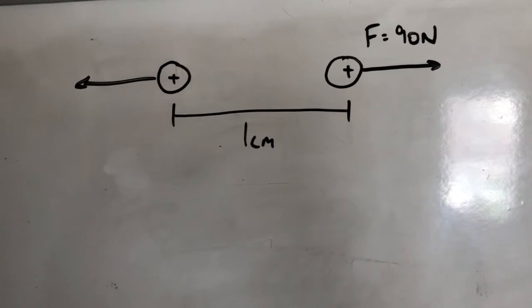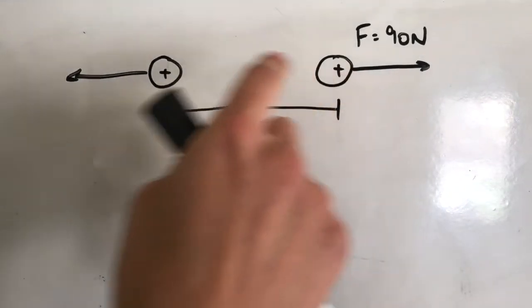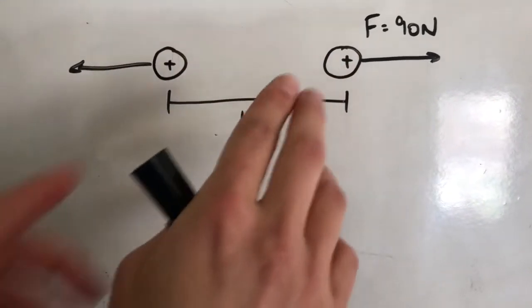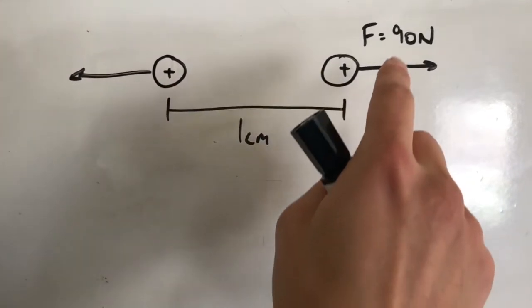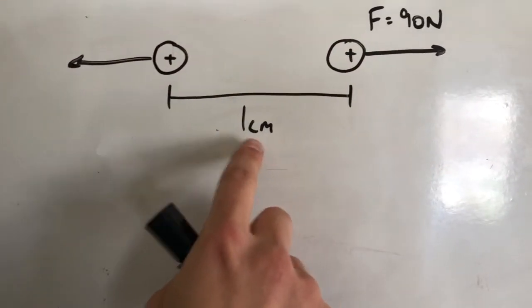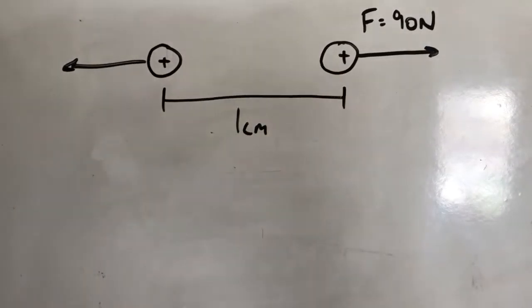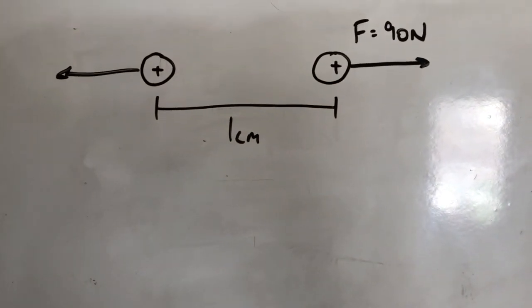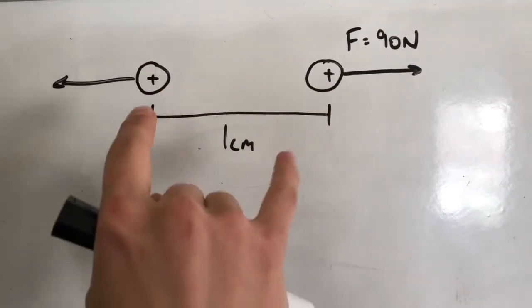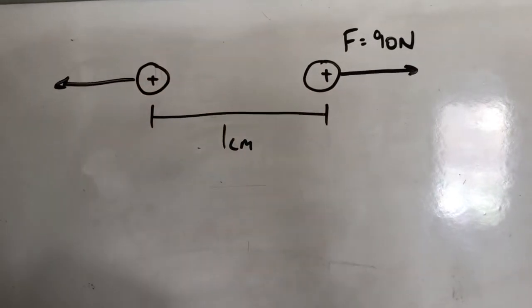Alright, in this second problem, we're going to have two positively charged particles, and they're going to be repelled by a force of 90 newtons, and these two charges are separated by a distance of 1 centimeter. And so what we want to find out in this problem is the charge of these two particles. Now these two particles have the same amount of charge.